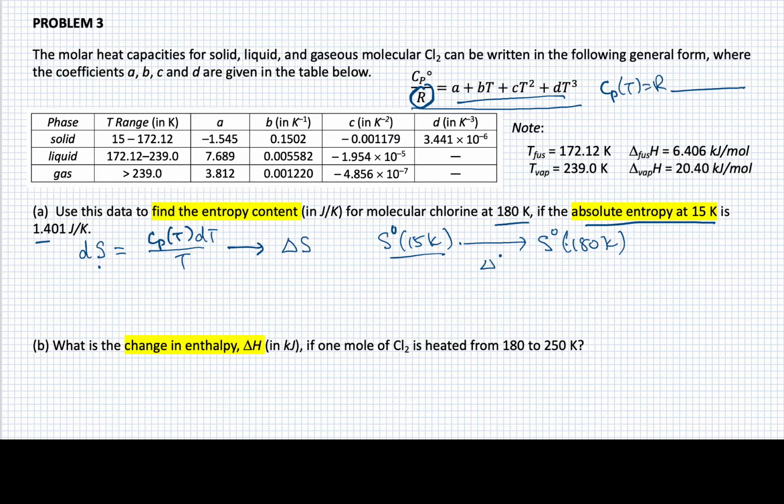So the delta S that you're going to compute is this one. And to that delta S, you will add the value of absolute entropy at 15K. We're going to do something similar here for delta H, but remember that the differential of enthalpy is Cp of T dT. So in each case, you're going to need to go from this differential expression to an expression for a change in the function of the variable, and that's what you're meant to compute in these problems.